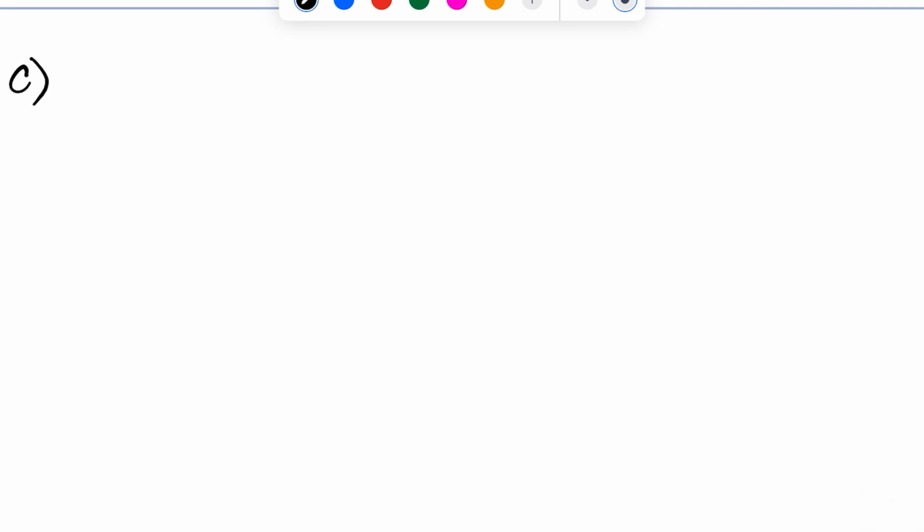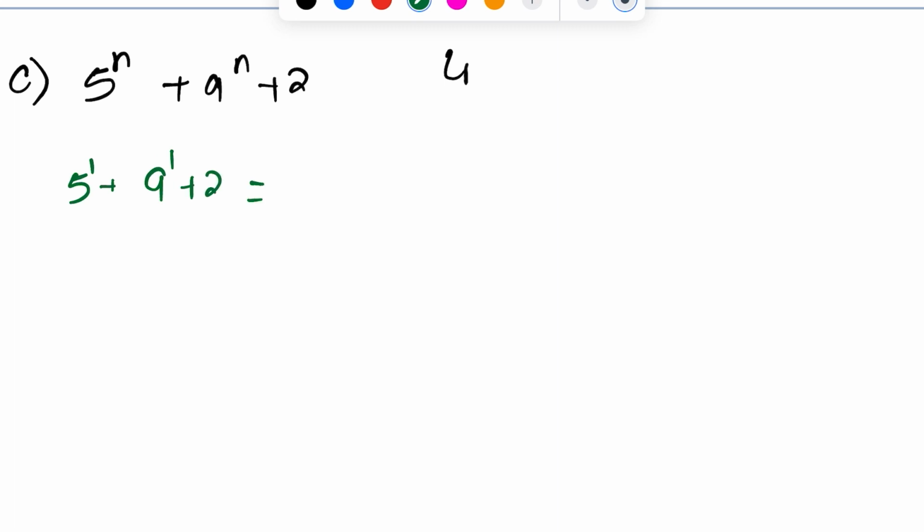Part C now. Part C, 5 power n plus 9 power n plus 2 is divisible by 4. Let n equals 1, 5 power 1 plus 9 power 1 plus 2, which is equal to 16. So it is 4 times 4, which is true for n equals 1.